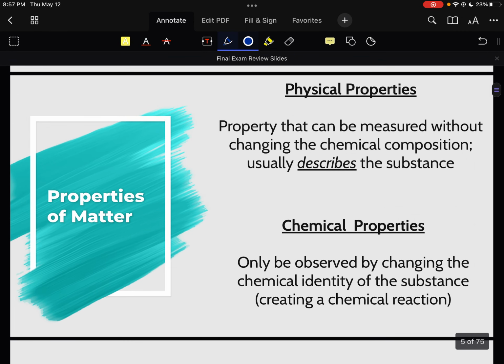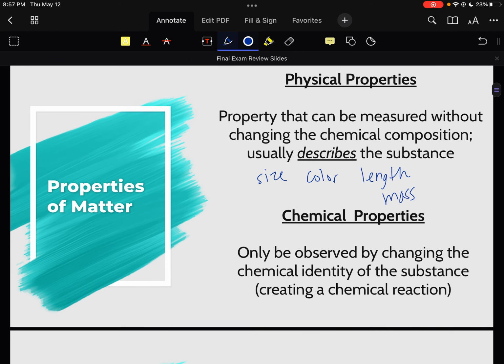For physical and chemical properties, just being able to recognize the difference. So physical properties is usually something we use to describe, something like the size or the color or the length, the mass, something like a measurement that you can take about something. Chemical properties is something that actually changes the substance. So that could be something like burning. That could be actually reacting, like reactivity, reacting it with a different element.